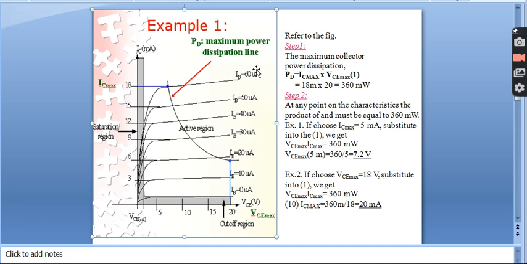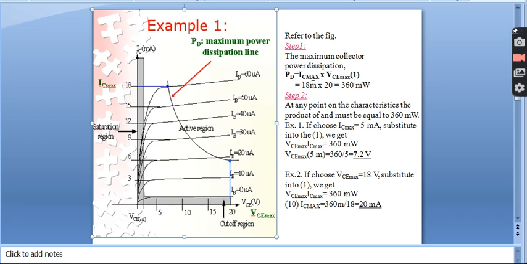So step 1: if you want to measure the power or any other parameters from the circuit, go to step 1, the maximum collector power dissipation, that is PD is equal to IC maximum into VCE maximum, because power P is equal to current into voltage. Here you have to measure the power dissipation at the collector. So PD is equal to IC maximum into VCE maximum.